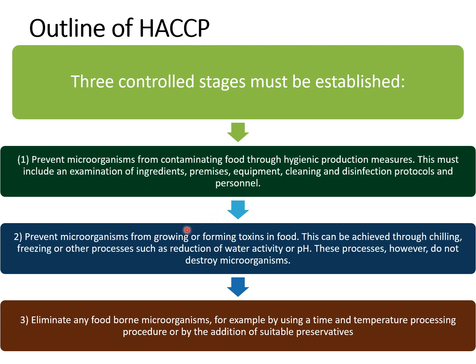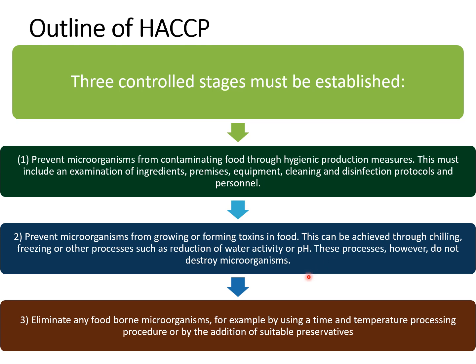This is also dealt with. Next, we have to prevent the microorganisms from growing in the food, and also during the process of growth they may form toxins. Even that has to be prevented. And how do you achieve this? This is achieved by either chilling the food or freezing the food, or by reducing the water content, that is reduction of water activity as we call it, or by maintaining a pH. All these processes, if you practice, will reduce the microbial growth, but you cannot say that it 100% destroys the microorganisms.